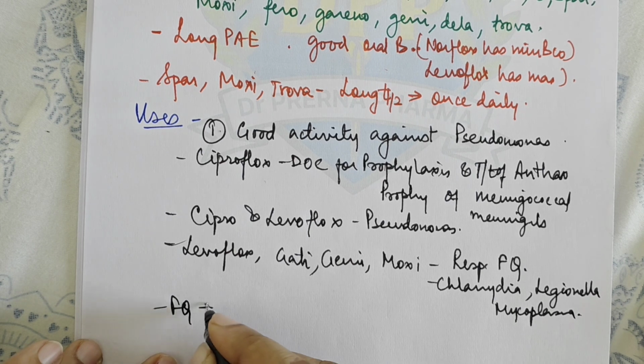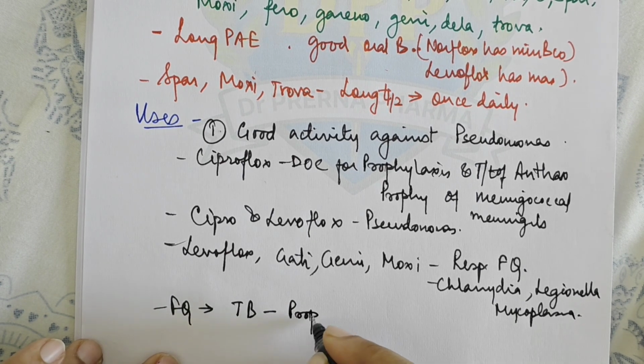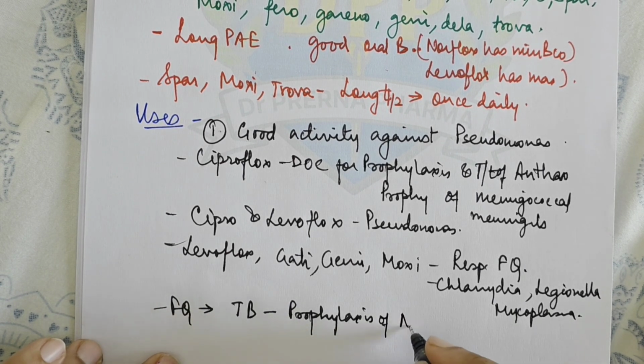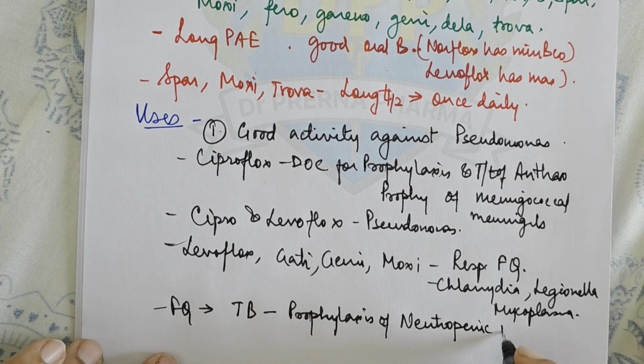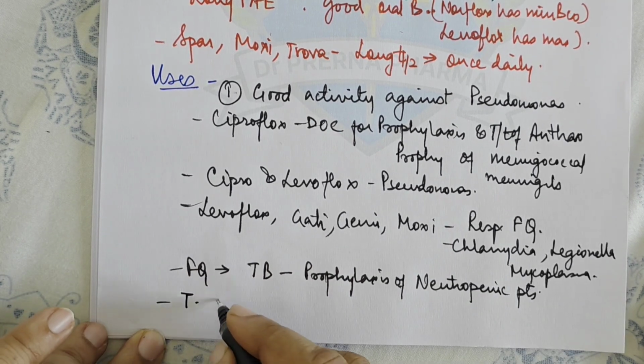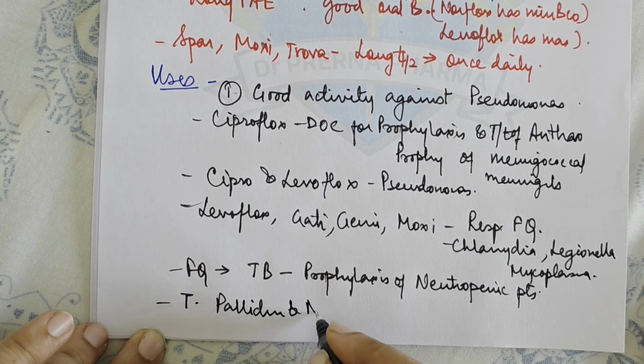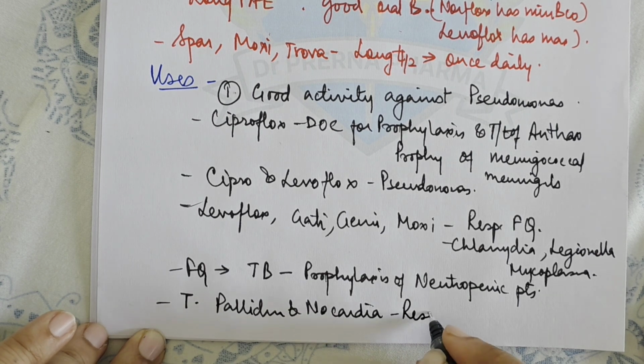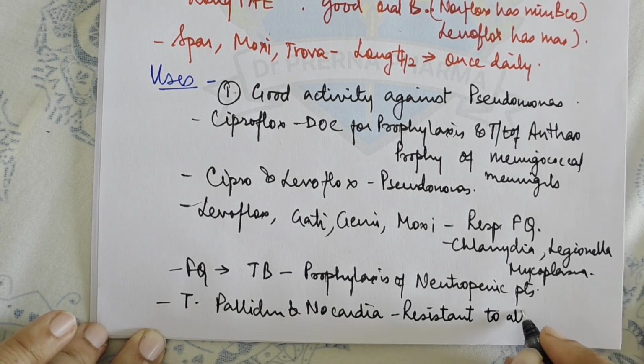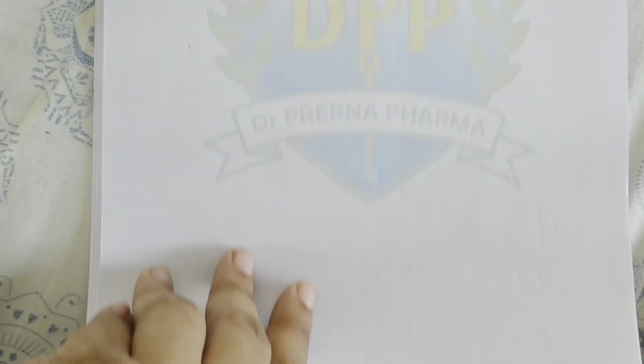Then fluoroquinolones are also effective in TB, and they can be used in prophylaxis of neutropenic patients, right? Treponema pallidum and Nocardia are resistant to all fluoroquinolones. Okay, moving ahead.